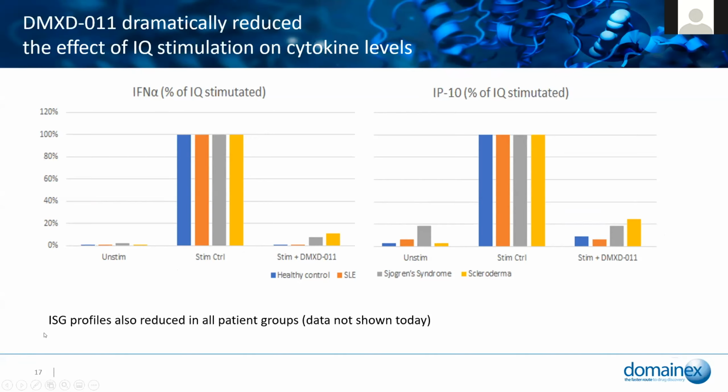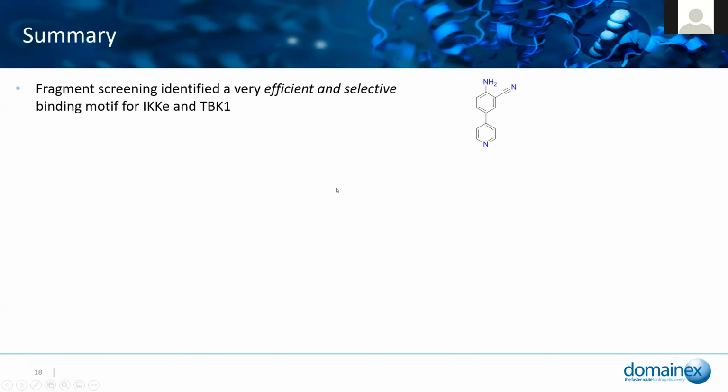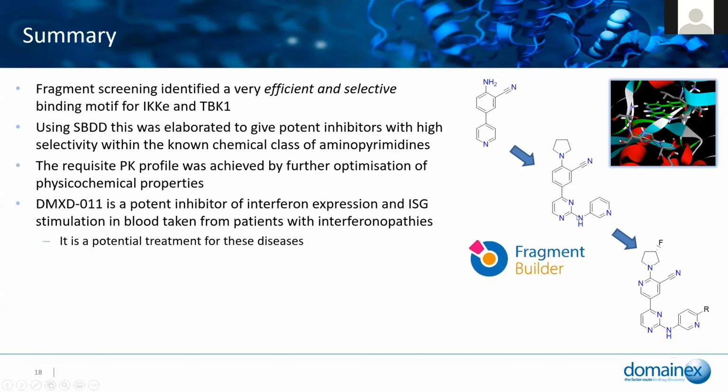We got similar data when we looked at the interferon stimulated gene profiles. So in summary, what we were able to do was to use fragment screening to find a very efficient and selective motif. We were able to use structure-based drug design to elaborate that to a potent series of inhibitors. And then by optimization of the PK profile, we were able to find a compound that could be used to demonstrate proof of concept in blood taken from patients.